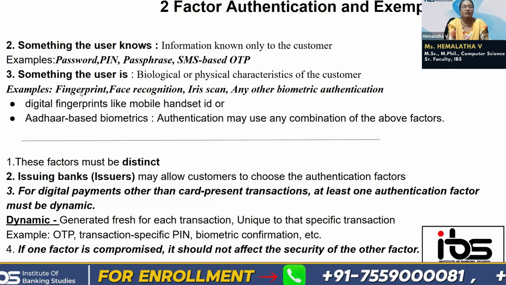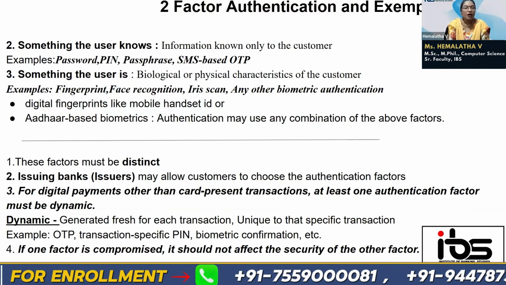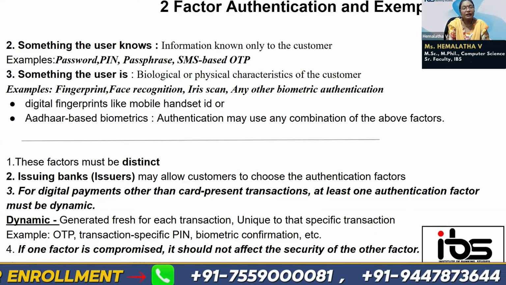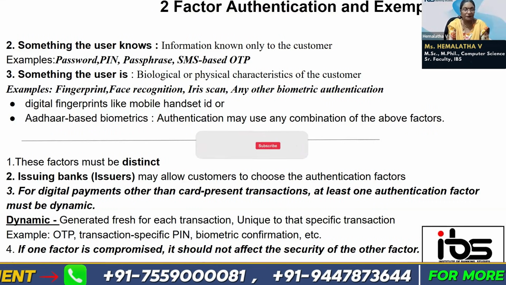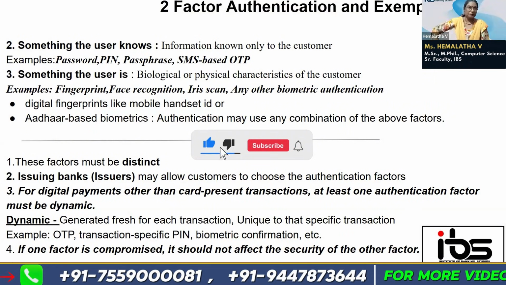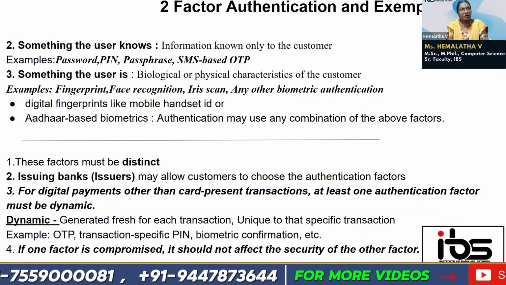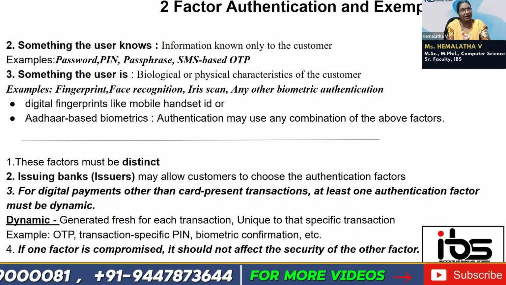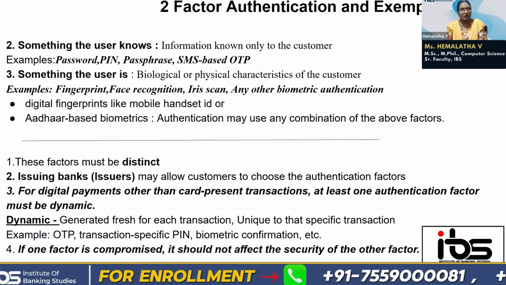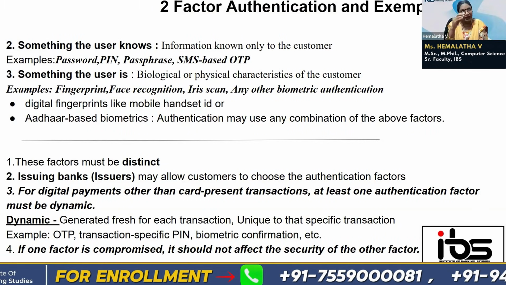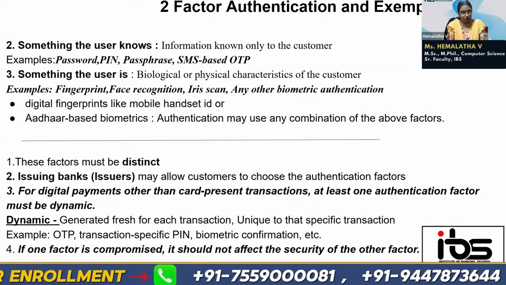Two-factor authentication uses what the user knows, what the user has, and what the user is. Here, one factor must be dynamic. It should be fresh for each transaction. Dynamic means keep on changing. Certain things won't change, like biometric identity, unless something happens to that person, such as a physical injury. Otherwise, it will not change. But OTP and such, every time you need to change.